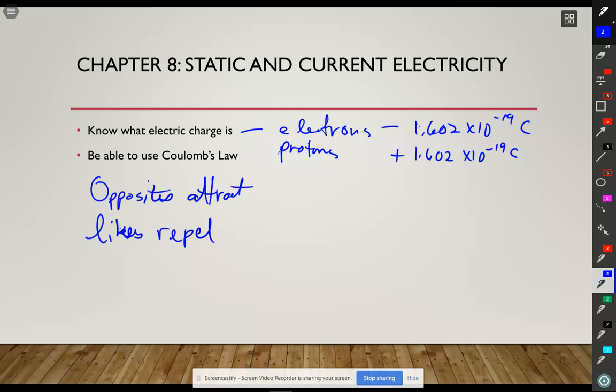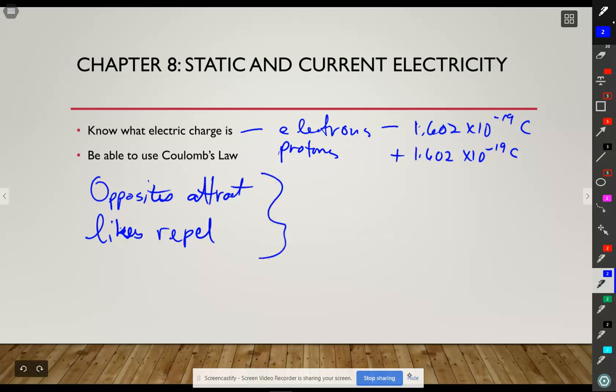So that means that a positive charge attracts a negative charge, but a positive charge repels another positive charge, or a negative charge repels another negative charge. Is that the lab we did with the balloons? Yes, with the balloons, that's where we saw that.